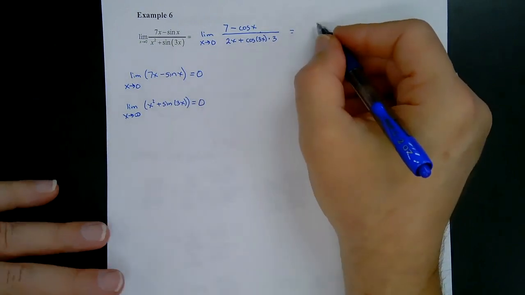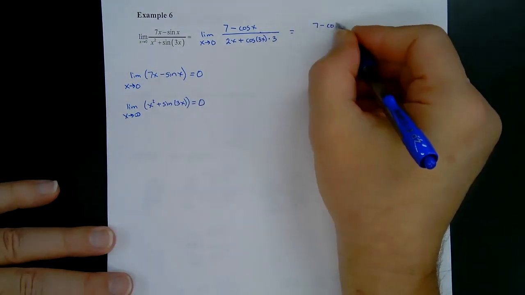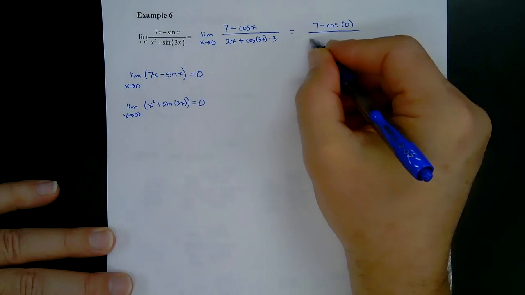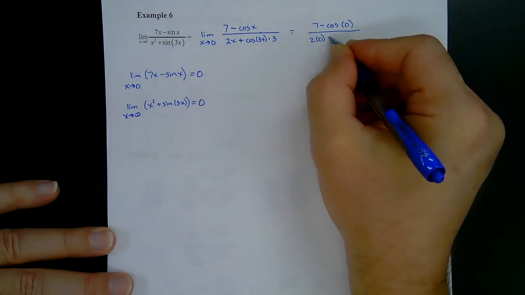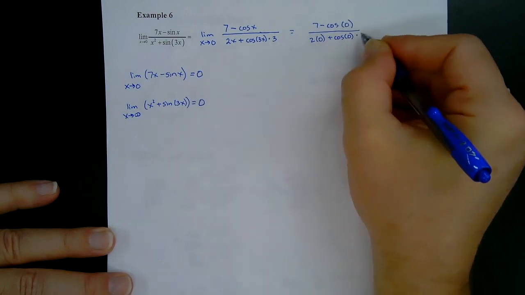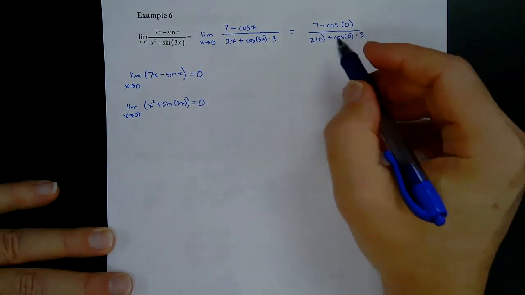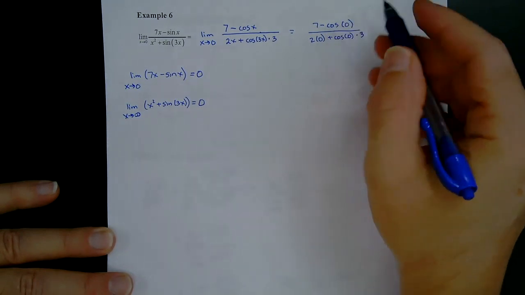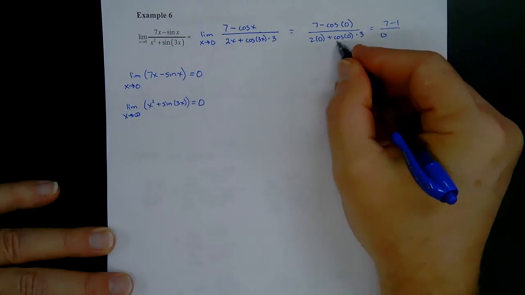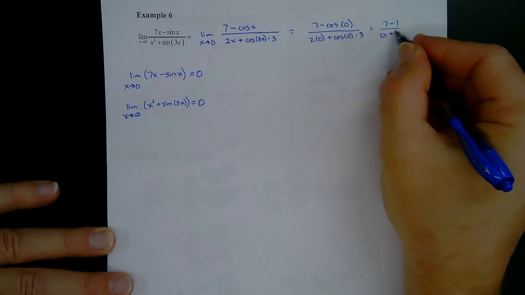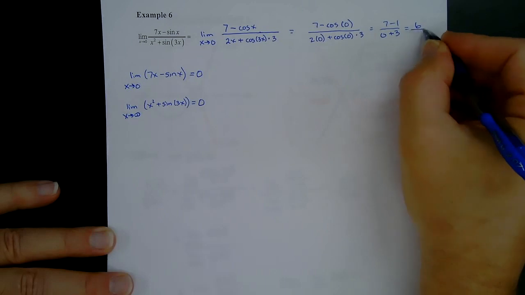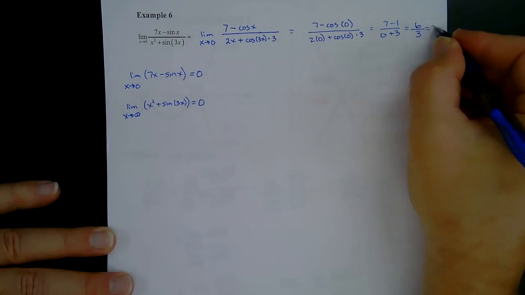So this becomes 7 minus, we're going to be able to just plug everything in, 7 minus cosine of 0 over 2 times 0 plus cosine of 0, because 3 times 0 is 0, times 3. So this would be 1, because cosine of 0 is 1. This would be 7 minus 1 over 0 plus, and this would be 1 times 3, so 3. So 0 plus 3. So this becomes 6 over 3, and so that's 2.